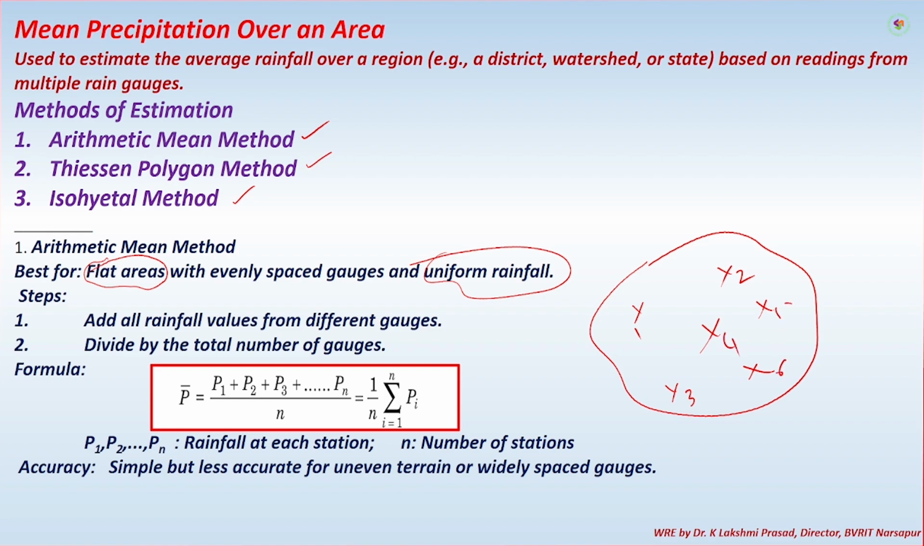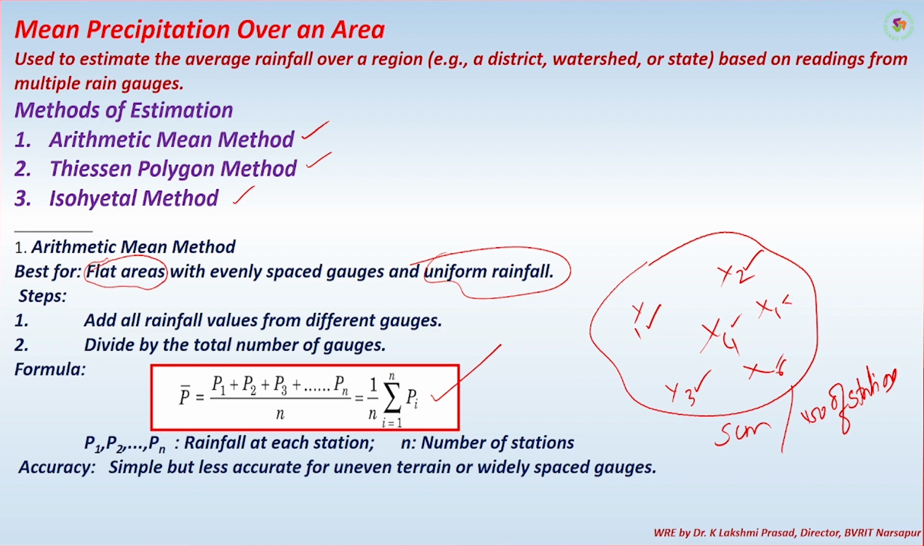What I do in the arithmetic mean method is take the rainfall at each gauge and sum them up. Then I divide the sum by the number of stations. That is what the arithmetic mean method is. P1 is the rainfall at rain gauge station 1, P2 is the rainfall at station 2, and so on for n gauges, divided by n. This is how we calculate by the arithmetic mean method.